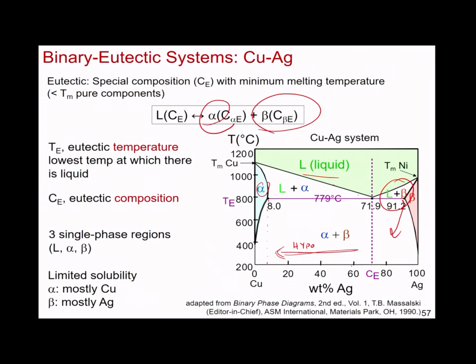So if you're in this particular region, this composition, from the maximum solubility of silver into copper in the one phase region all the way to the eutectic composition, if you're changing the temperature within that composition range, the alpha that you form in this wedge right here is called proeutectic alpha or primary alpha. They're synonymous. That's it.